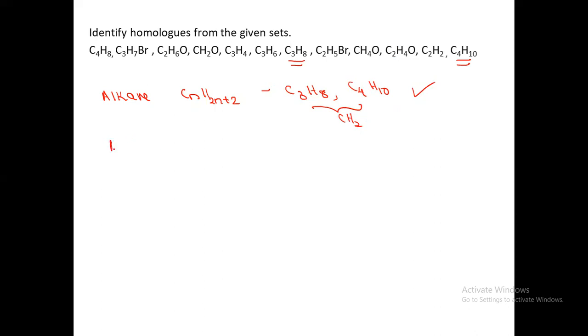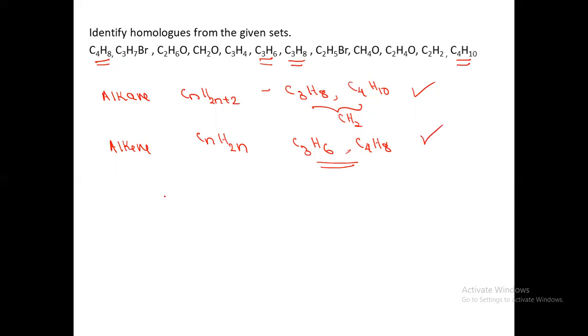Then check for the alkene formula. What is the alkene formula? CnH2n. Check for any compound obeying this formula. It's very clear that C3H6 is available, and you also have another compound with the same formula type, C4H8. Both have the general formula CnH2n and they differ by a CH2 unit. So they are also a homologous series.